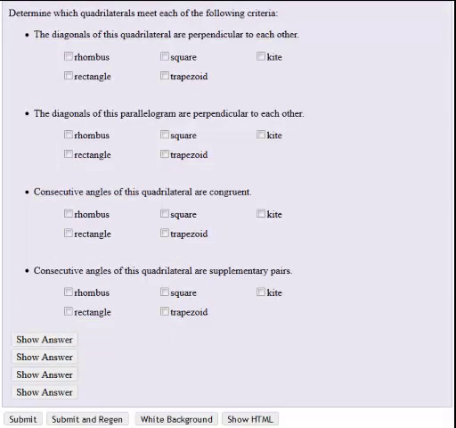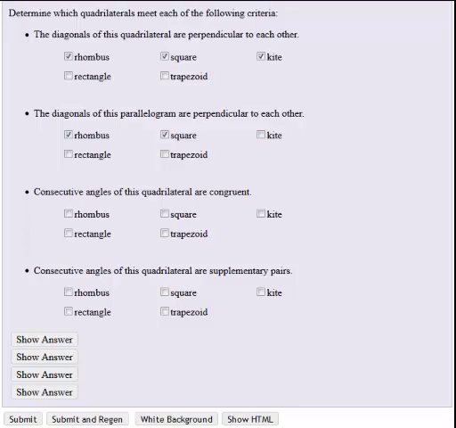In this variation, we see a question: the diagonals of this quadrilateral are perpendicular to each other. So now it's just specifying the quadrilateral and not a parallelogram, so that fits a kite as well. A square and a rhombus will also have perpendicular diagonals. The diagonals of this parallelogram are perpendicular to each other. Now it's specific to a parallelogram, so a rhombus and a square will work, but even though a kite has perpendicular diagonals, it's not a parallelogram, so it won't fit in this question.